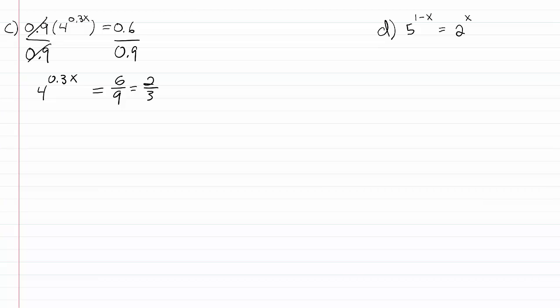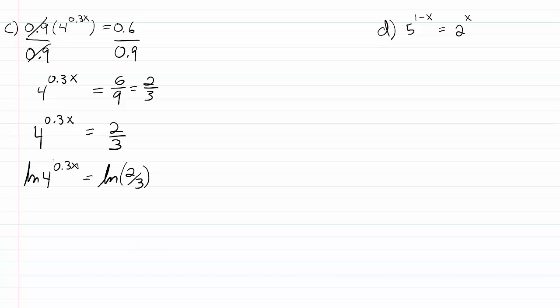So we can rewrite that as just 2/3. So we'll have 4 to the 0.3x power is equal to 2/3. Okay, from there, again, we cannot get 4 to be in the same base as 2/3, so we can simply, if we want, take the ln of both sides. So it'll be ln of 4 to the 0.3x power is equal to ln of 2/3.